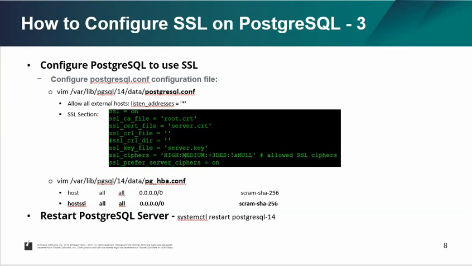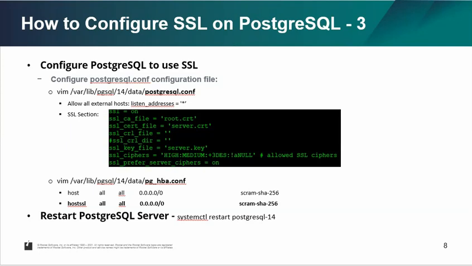The second is to define the SSL section. There are a couple of parameters you need to set. Most important is to set up root.crt, server.crt, and server.key, which is the private key.